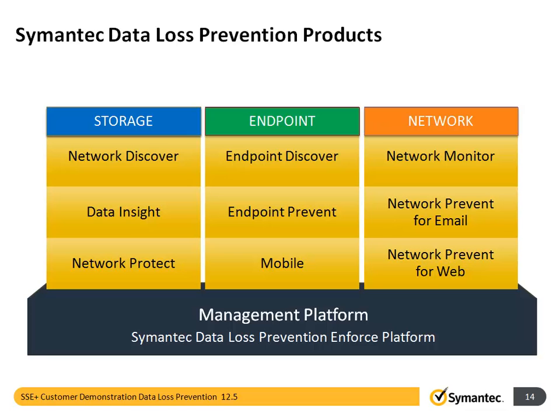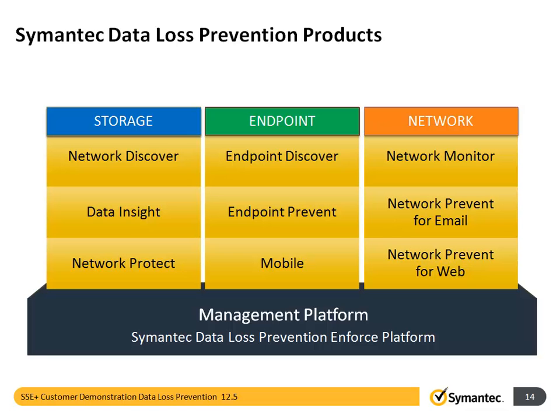Finally, our storage products consist of Network Discover, which lets you scan a large variety of repository types to search for confidential data that may be inappropriately exposed, for example, in file shares. Network Protect, the companion product to Network Discover, lets you take action when you find those files. For example, it lets you quarantine confidential files to a secure location.